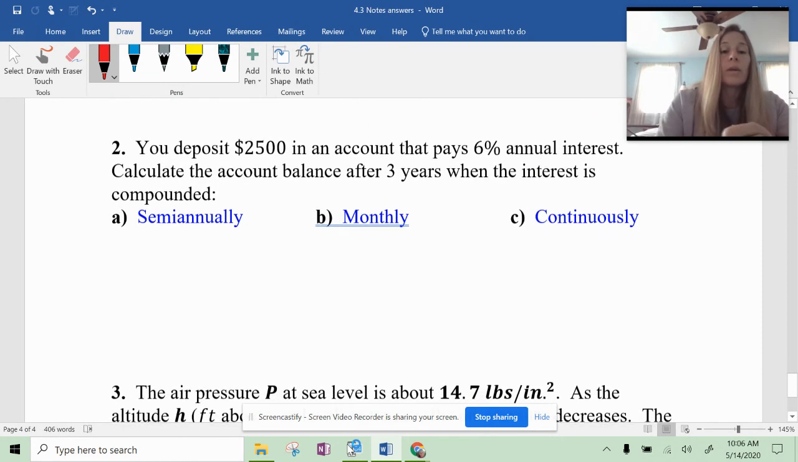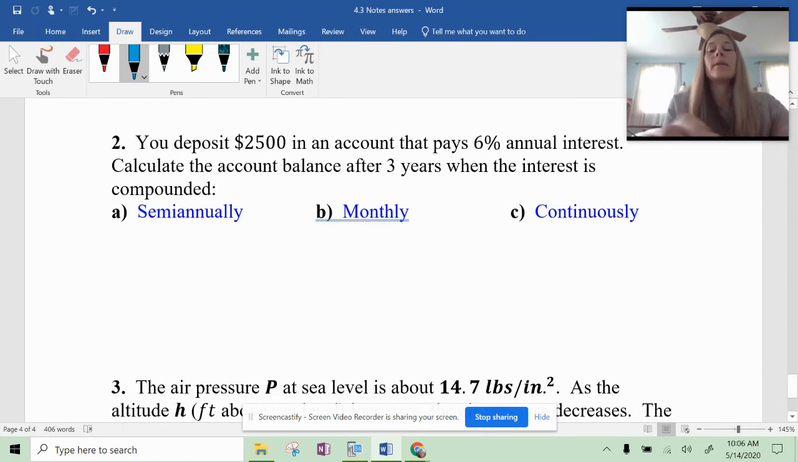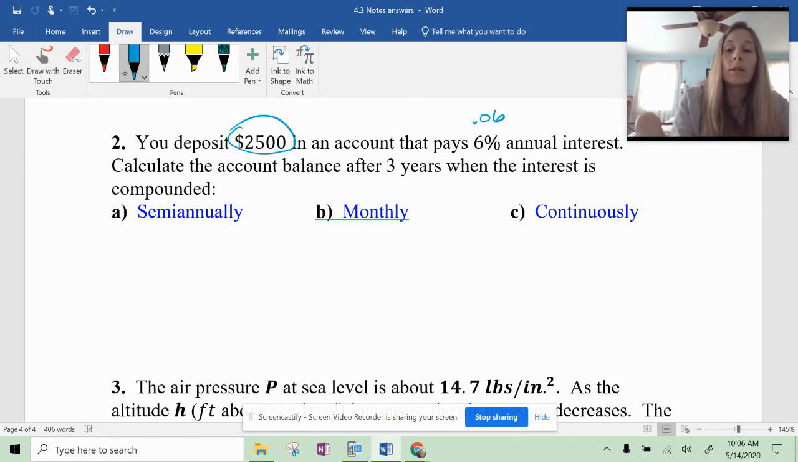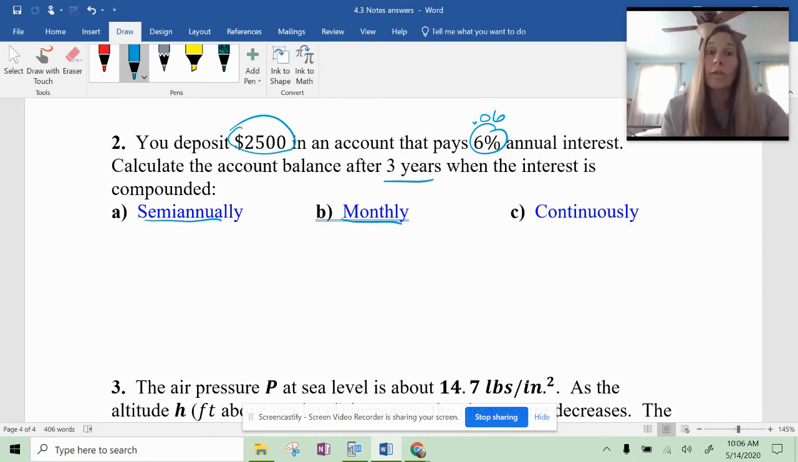You deposit $2,500 in an account that pays 6% interest. You're going to use this as that initial amount and then 0.06 as your R value. Calculate after 3 years when the interest is compounded at these different times. Because it doesn't say continuously for the first two, we have to use that longer formula up at the top of your page. But for continuously, we will use the one with the E value.